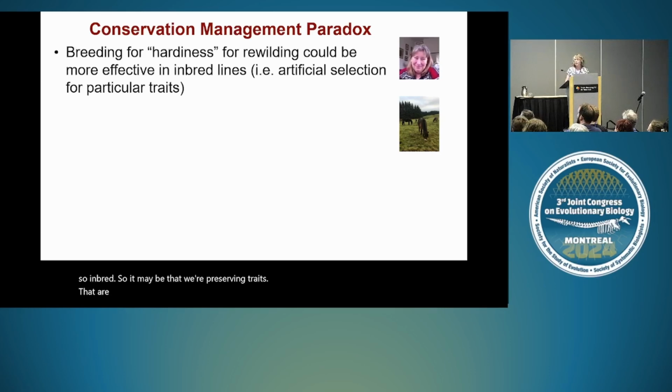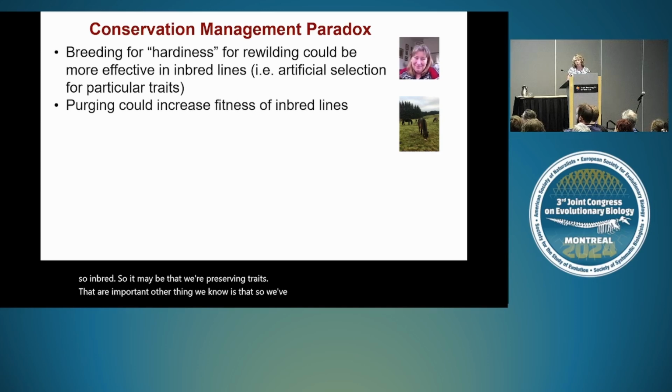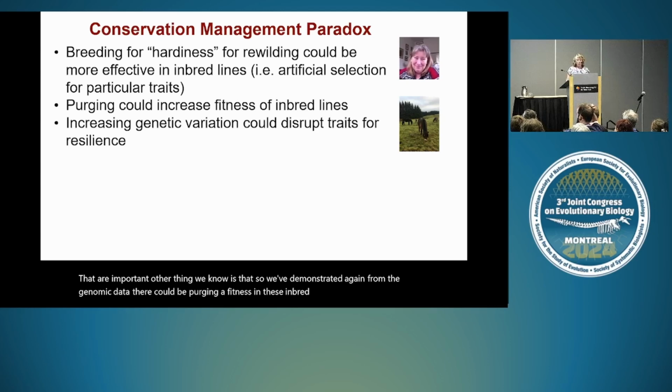The other thing we know is that we've demonstrated again from the genomic data, there could be purging of fitness costs in these inbred lines. Increasing genetic variation could actually disrupt these traits.